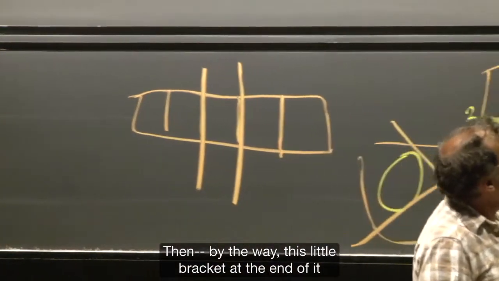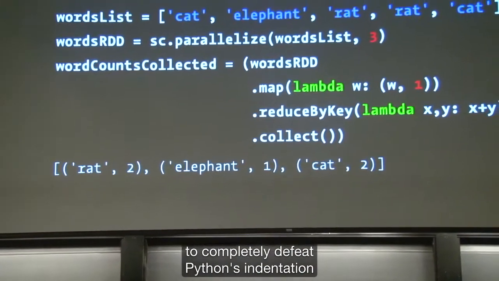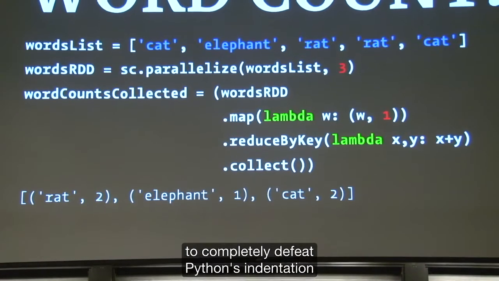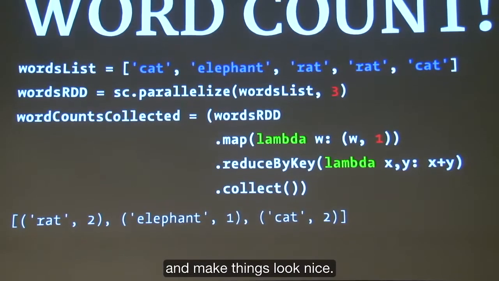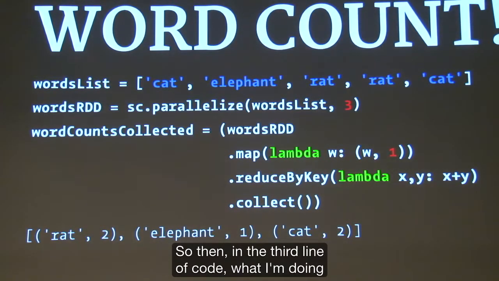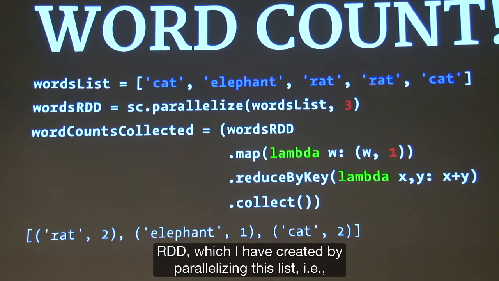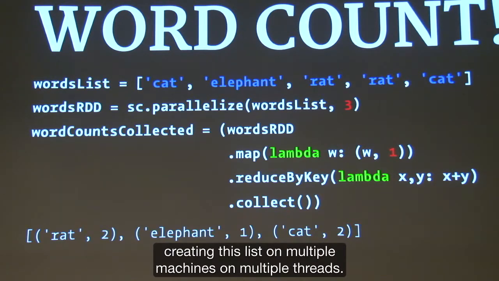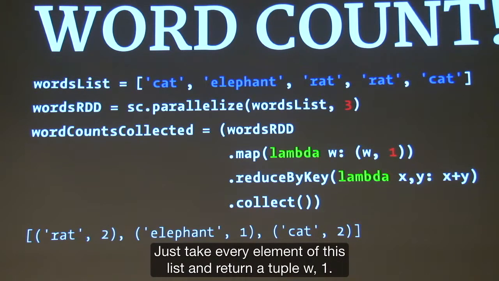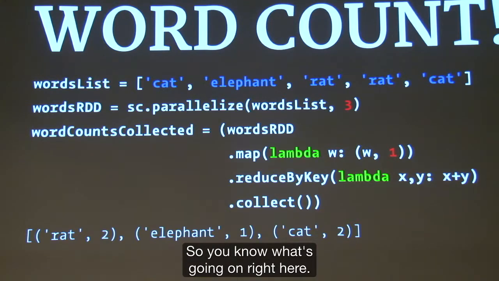Then, by the way, this little bracket at the end of it is just a nice little piece of code to completely defeat Python's indentation, so that you can do your own indentation and make things look nice. There's nothing else to it, in case you're wondering what the brackets outside are. So then in the third line of code, I'm saying, take the words RDD, which I have created by parallelizing this list, i.e., creating this list on multiple machines or multiple threads. Just take every element in this list and return a tuple W,1. You've seen this word count before, so you know what's going on right here.